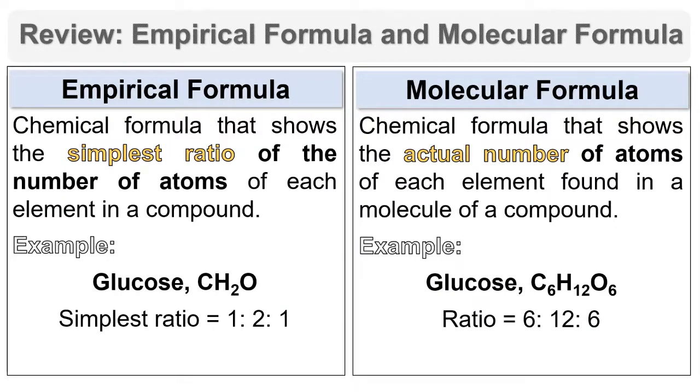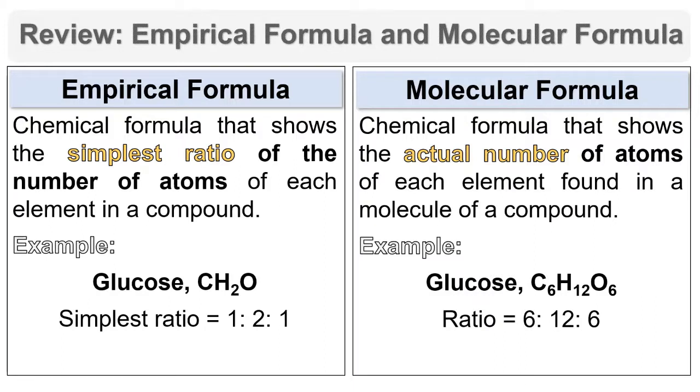In general, compounds can be represented by two types of chemical formula: the empirical formula and the molecular formula. The empirical formula shows the simplest ratio of the number of atoms of each element in a compound. The molecular formula shows the actual number of atoms of each element found in a molecule of a compound.